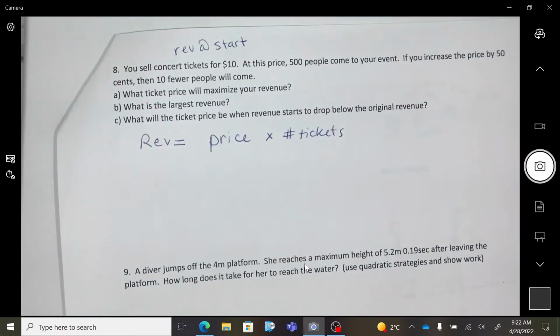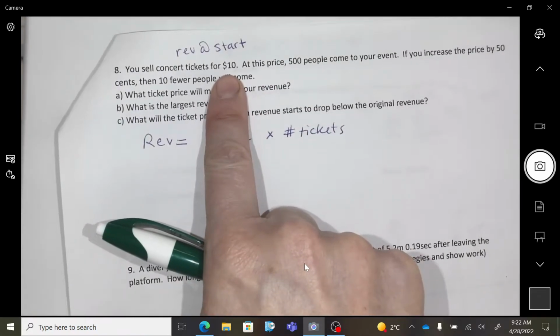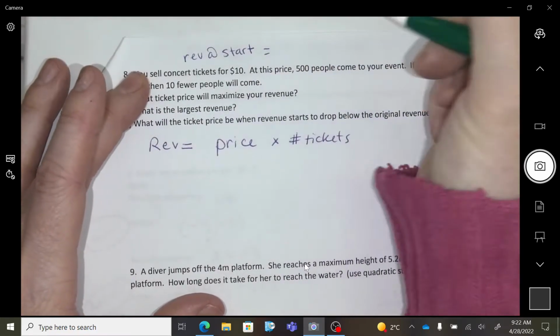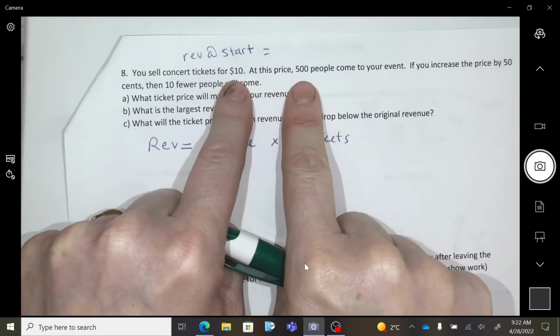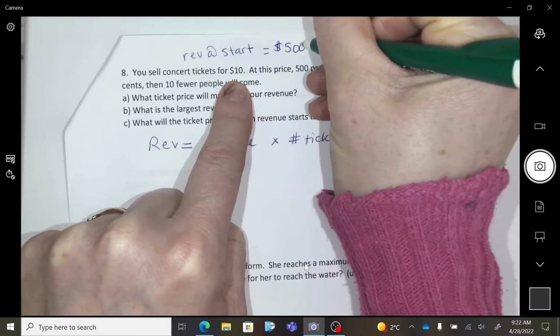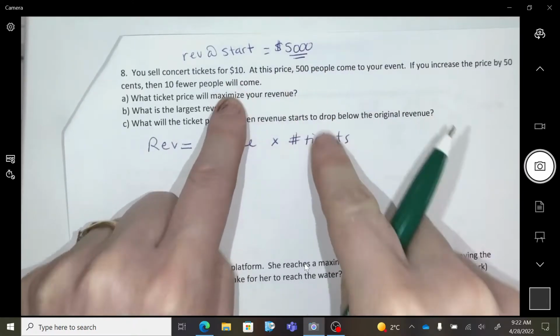What is the revenue, just by the way, this isn't the part of the equation, but what's the revenue at the start right now? $10 tickets, 500 people come. What is that revenue? $10 tickets, 500 people. You're already going to make 5,000 bucks at the start.